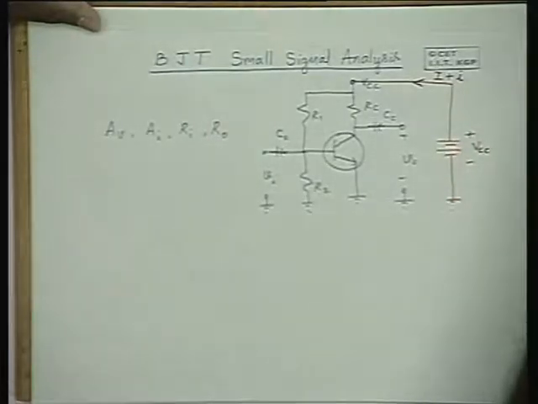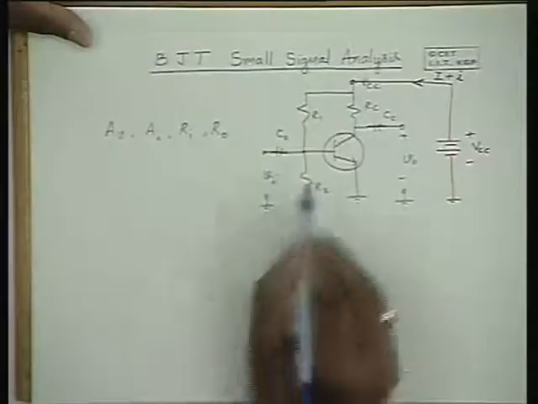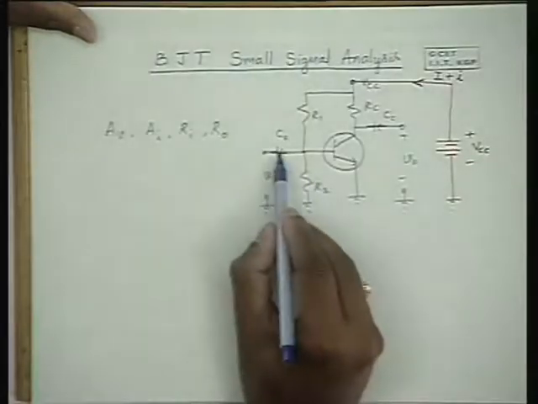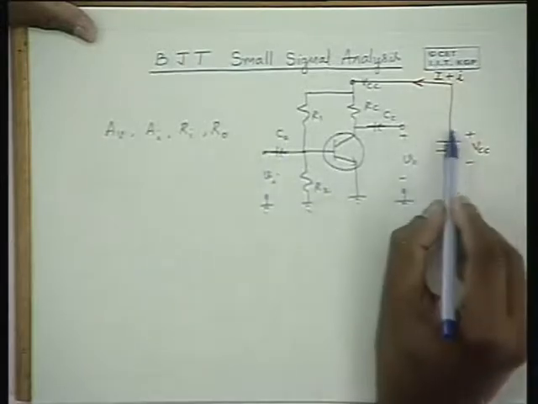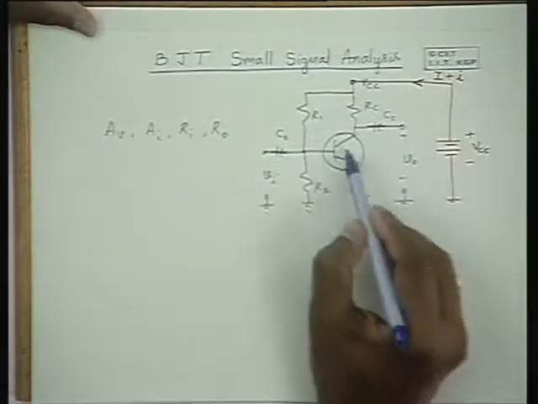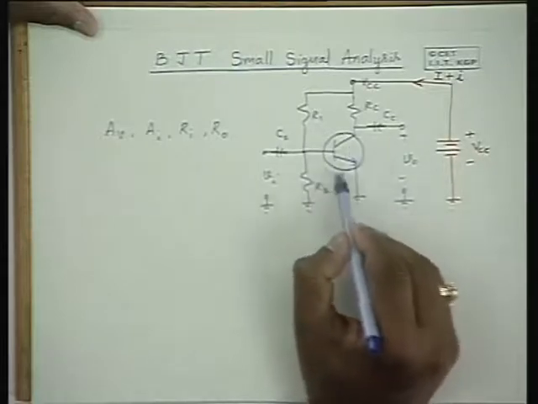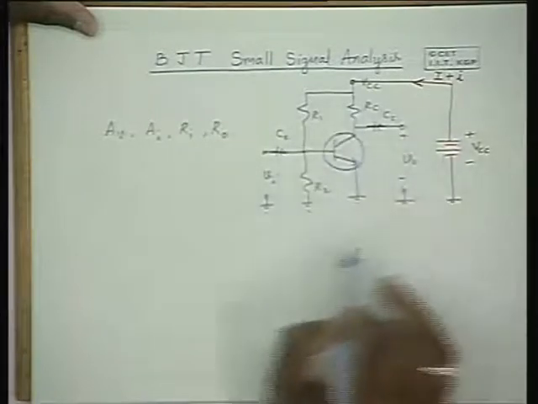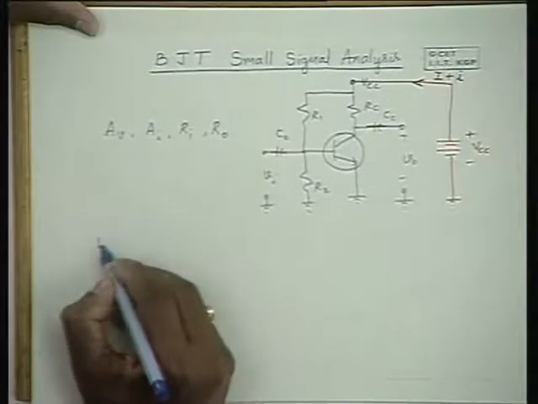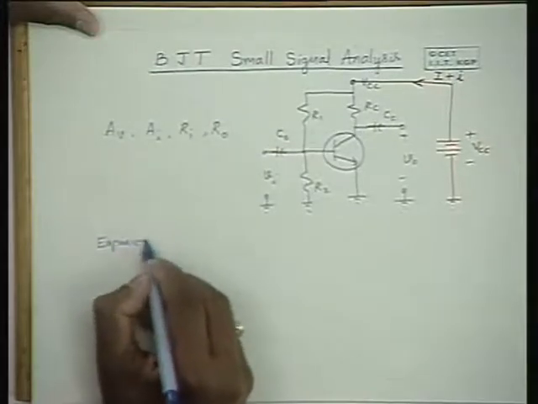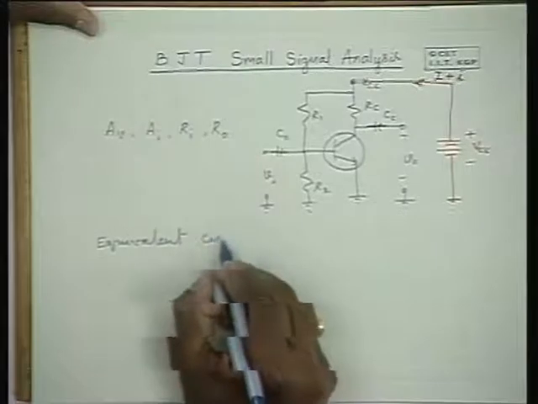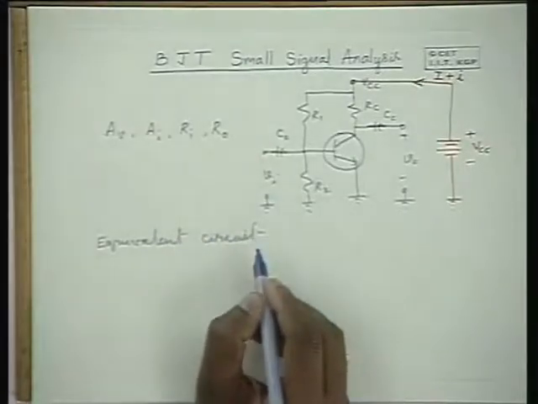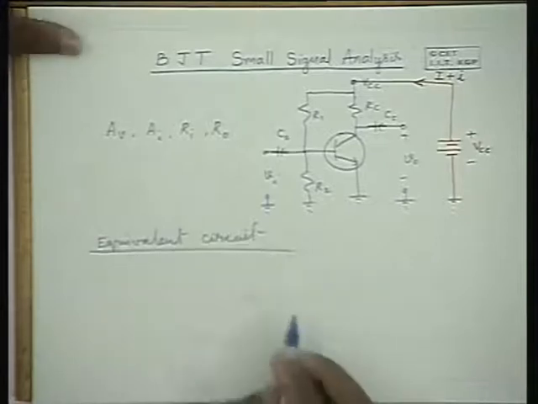Now let us bring these two into the circuit analysis, that is, replacing the coupling capacitor by a short circuit and replacing the supply by a short circuit, and introducing the model of the transistor here. We can get the equivalent circuit. So the equivalent circuit of this circuit is as shown here.